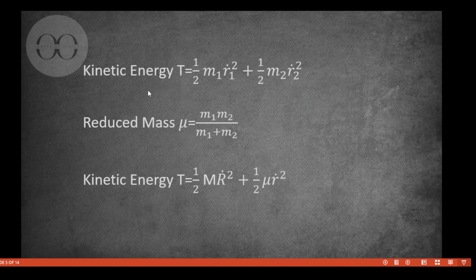So here we can see the first equation of physics in our today's lecture, which is a kinetic energy equation. As written, K equals half m1 r1 dot square plus half m2 r2 dot square. So the kinetic energy of a system is the sum of all kinetic energy of all particles in the system.